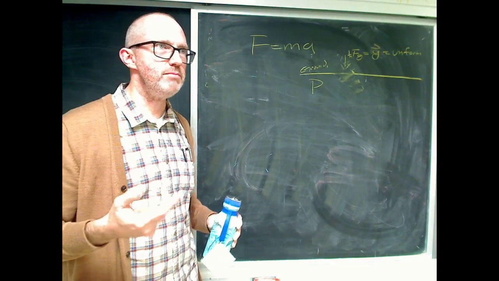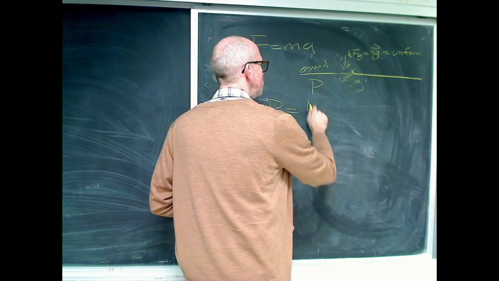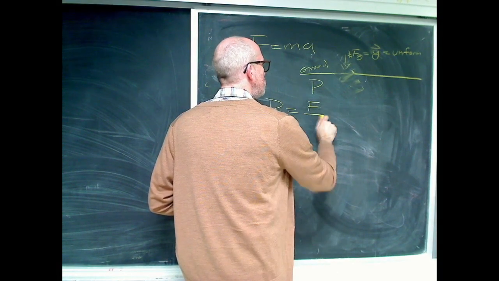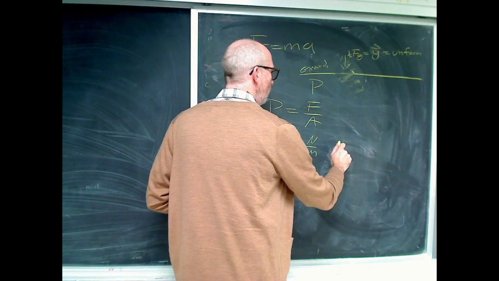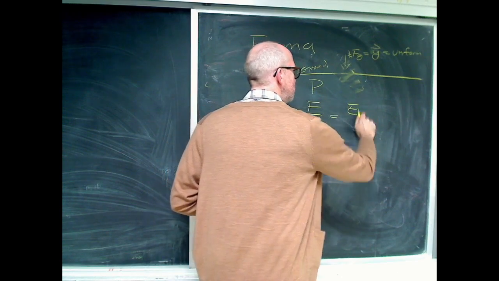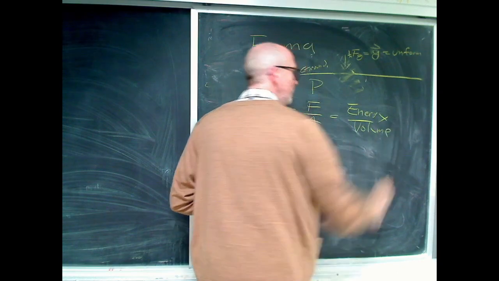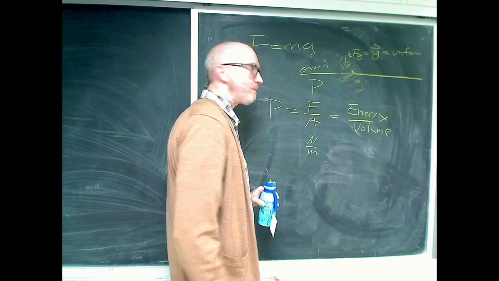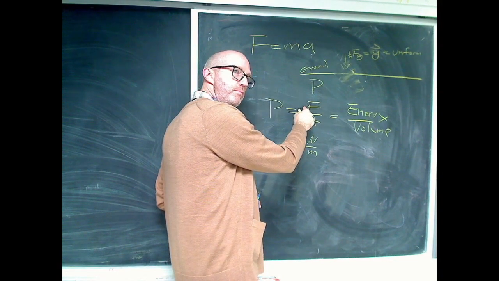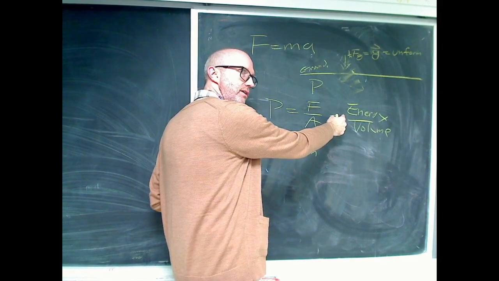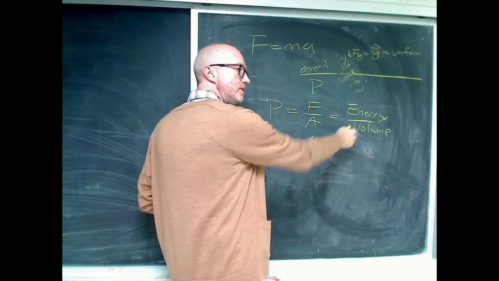A joule is a newton times a meter. So pressure is force per area, or newton per meter squared, which is energy per volume. I put a meter here and a meter here, and my meter times my force gives me an energy. Force times distance gives you energy. Area times distance gives you volume.